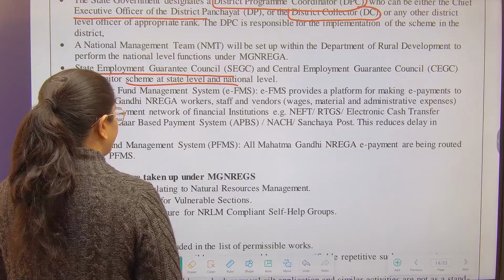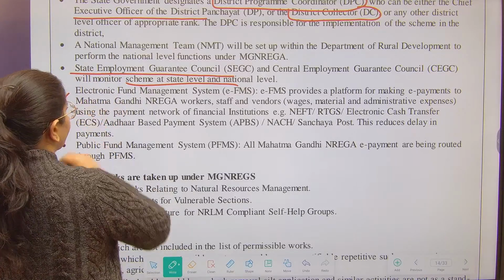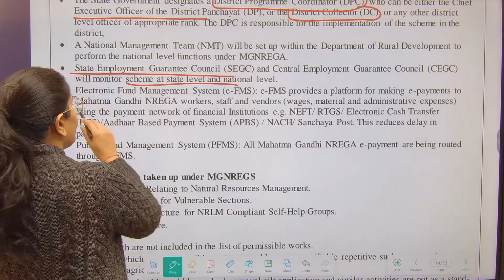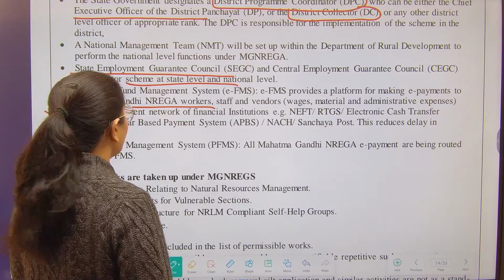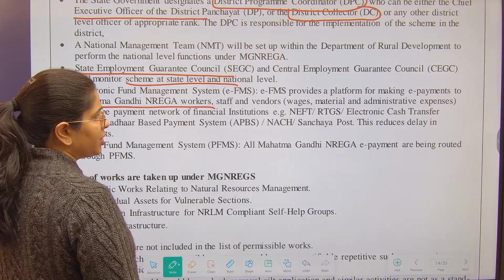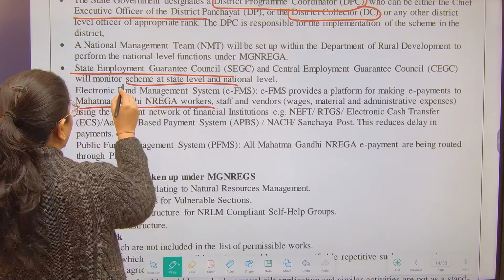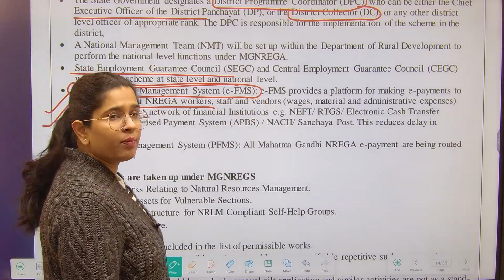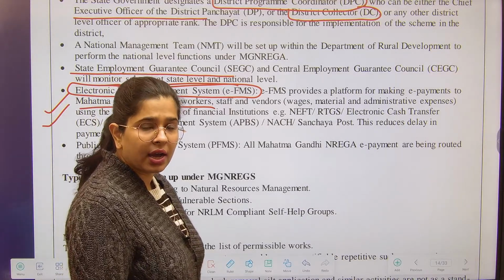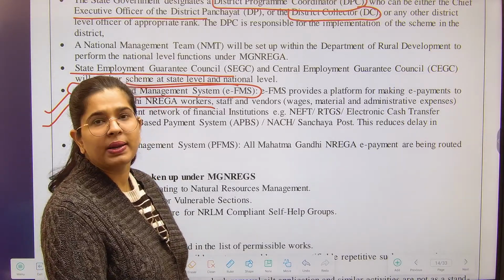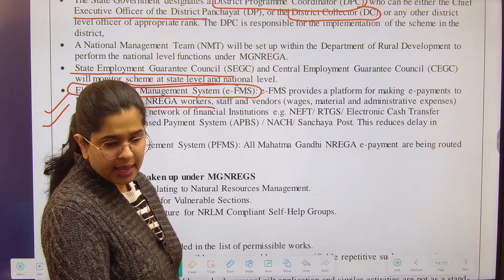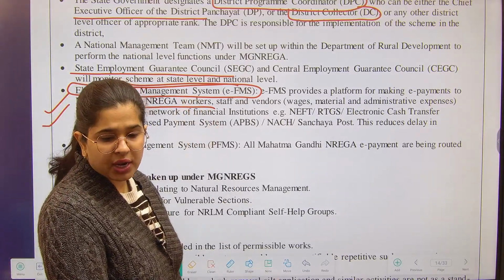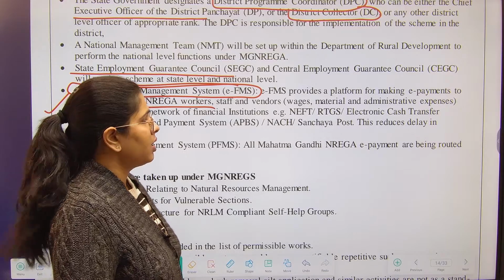Apart from this, we also have a fund system that is called the Electronic Fund Management System. It provides a platform for making e-payments to Mahatma Gandhi NREGA workers, staff and vendors using the payment network of financial institutions. So all the payments related things are managed by this Electronic Fund Management System. We will see more e-governance initiatives under MGNREGA, and this is my advice to you. Please remember the names of these particular things, because it could be asked that this particular system is being used under which kind of scheme. So this is very important.